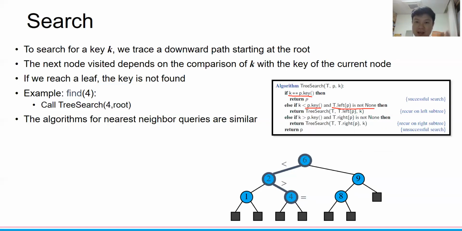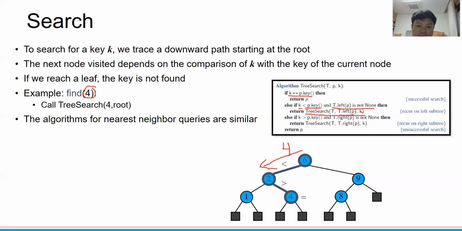If k is less than the current node, so if we want to find 4, I compare 4 with 6. Is 4 less than or greater than 6? We know that 4 is less than 6, so we go to the left and do the recursion: tree search, with t, and then the left of p, and again we put k as the number that we want to find.